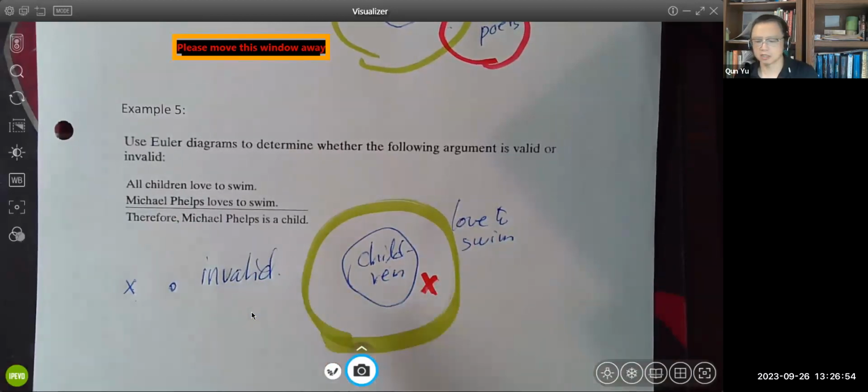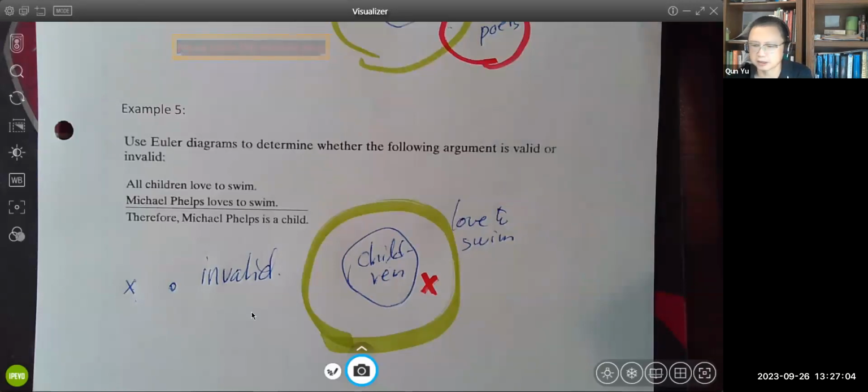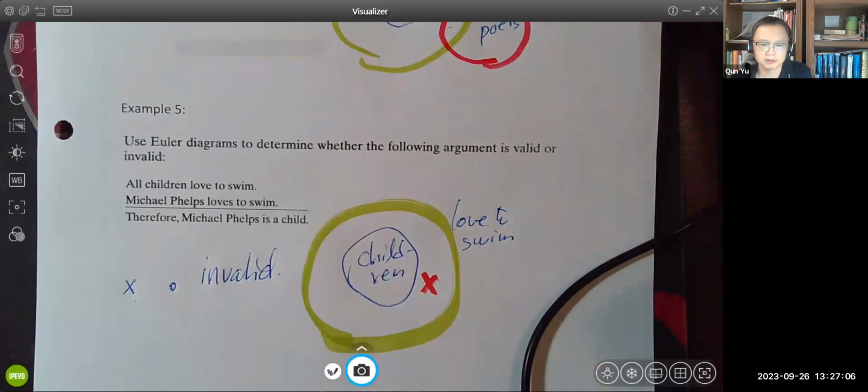I hope that after this example, you understand this whole process. Actually, it's not that hard. As long as you know this process, you know how to represent those premises. And that's all for this video. See you in the next one.